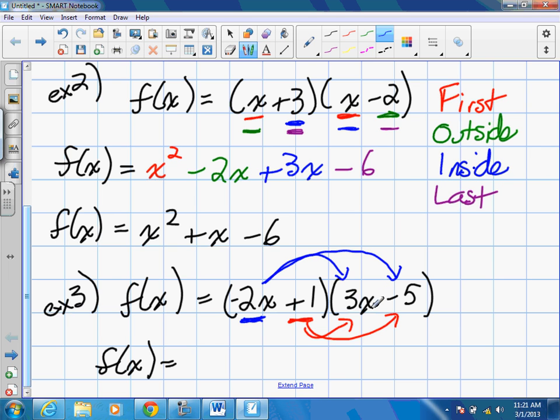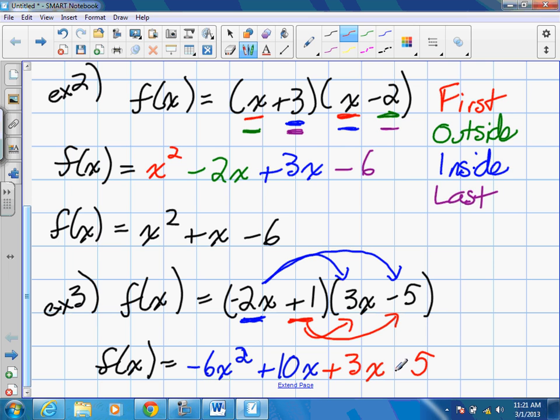When we do this process, our very first one is negative 2x times 3x. That's going to give us negative 6x squared. Then we multiply negative 2x times negative 5. That's going to give us positive 10x. Then we do the second value in the first bracket times both. 1 times 3x is just positive 3x, and 1 times negative 5 is negative 5.